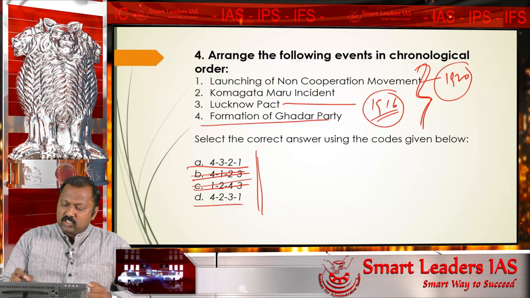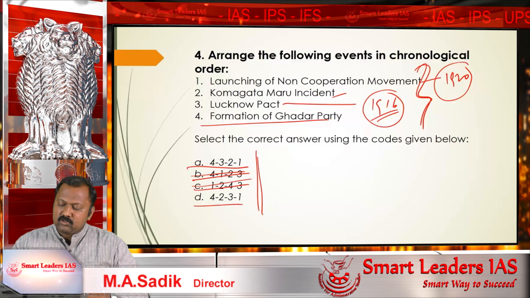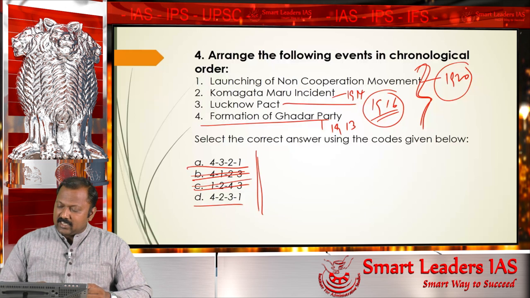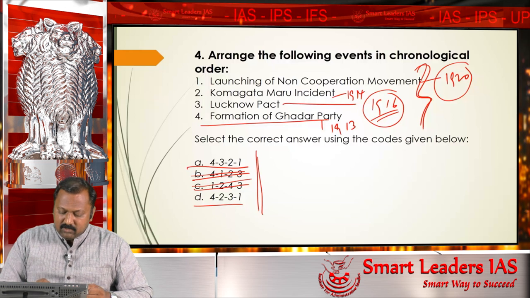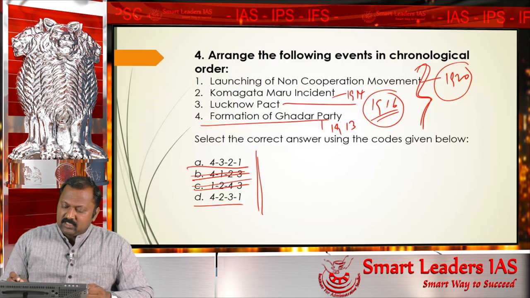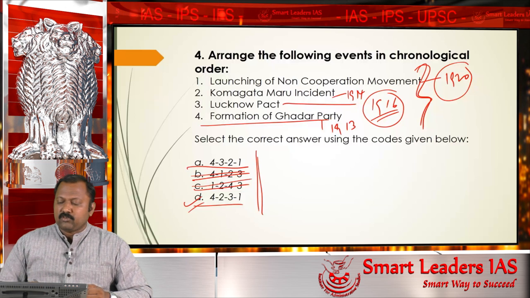So the launching of the non-cooperation movement is 1920, the Komagata Maru incident, which was during the First World War, is 1914, and the formation of the Gadar Party is 1913. So the correct answer is 4, then 2, then 3, then 1. First, the formation of the Gadar Party in 1913, which is 4, then the next incident is Komagata Maru, which is 2, then the Lucknow Pact in 1916, which is 3, then the launching of the non-cooperation movement.